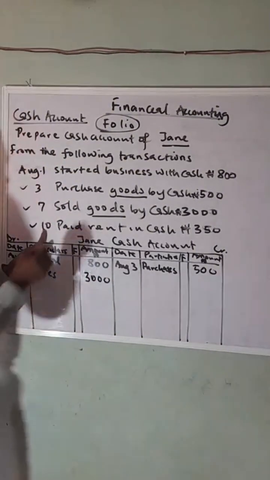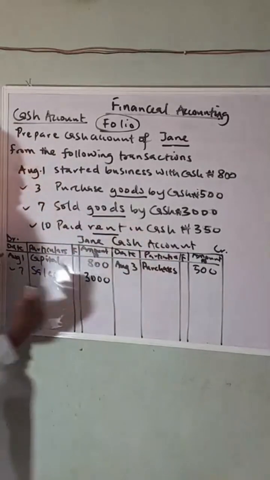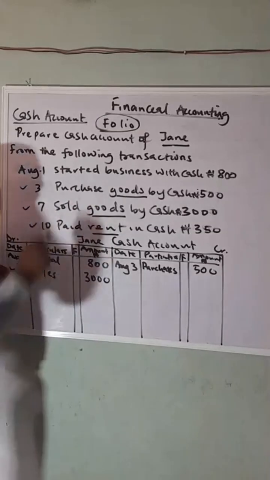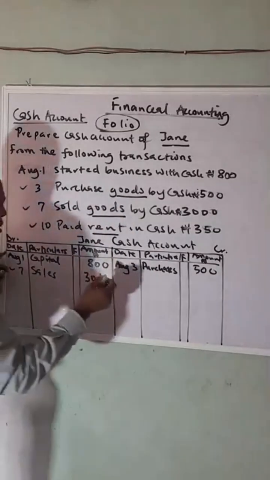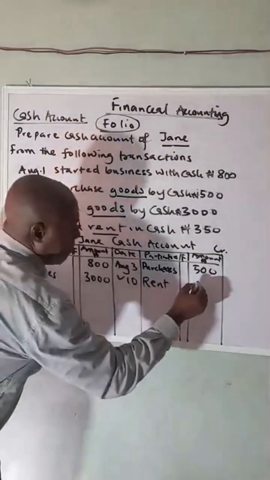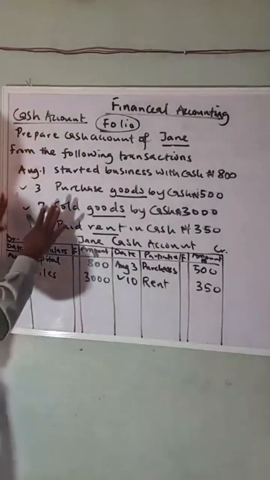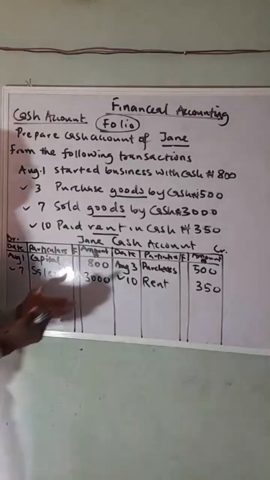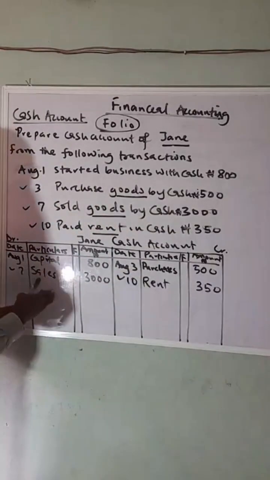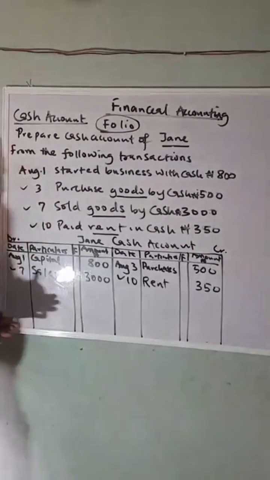On the 10th, the organization paid rent of the apartment they are doing the business in. So that apartment, they have paid. Money will go out, and that will be August 10. We'll write rent, and the amount is 350 Naira. In simple language, the debit side records transactions coming in. Money coming into the business is debited. Money going out from the business is credited.